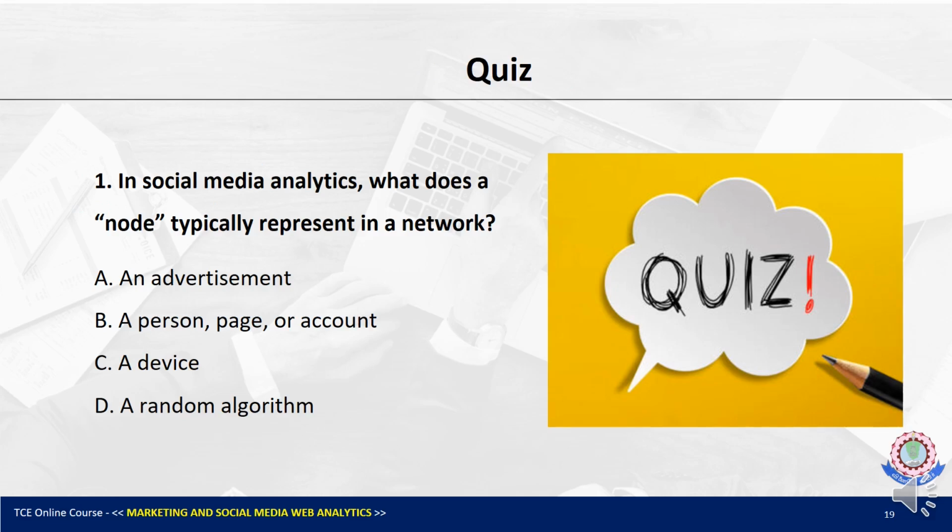Now let us see a pre-quiz on this module, on the topics we are going to explore further. First question: in social media analytics, what does a node typically represent in a network? The options are an advertisement, a person, page or account, a device, or a random algorithm. The answer is a person, page, or account. That is considered a node in a typical graph network.